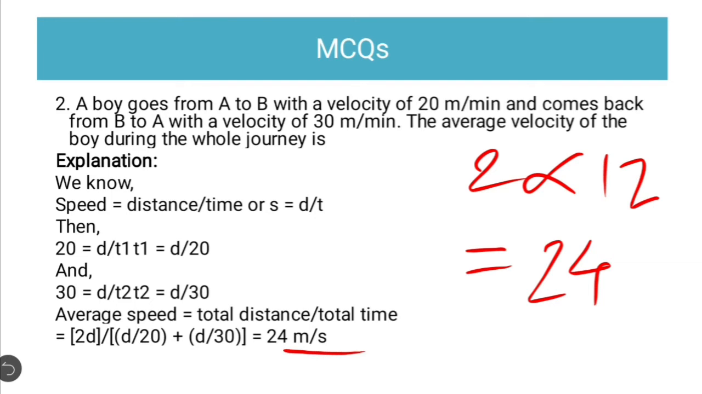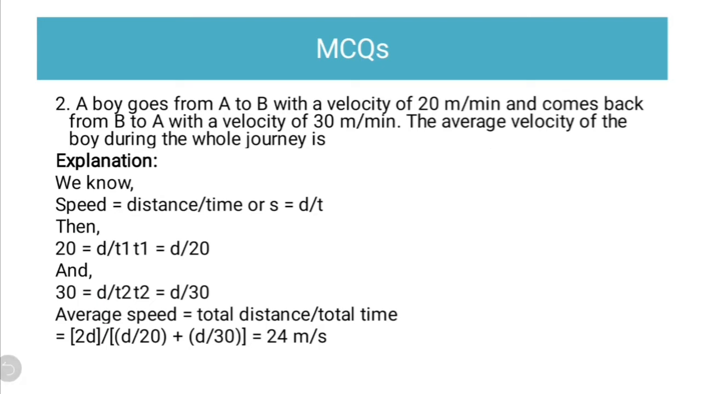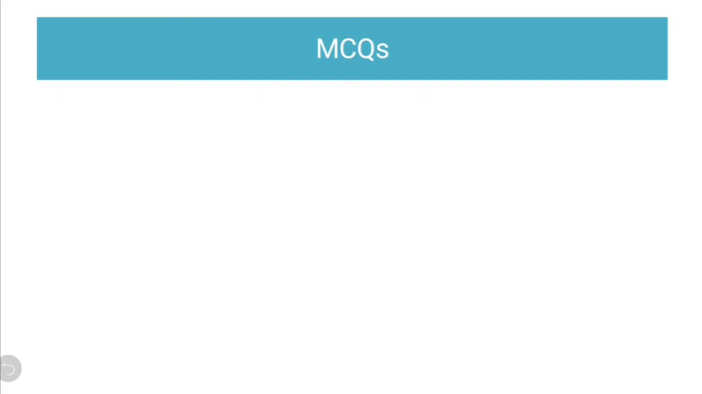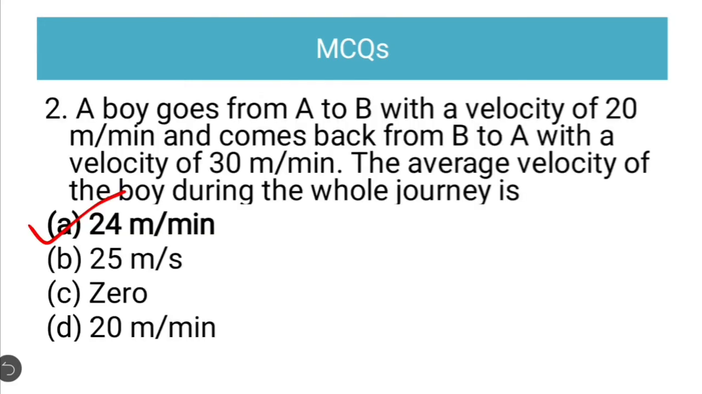It should be 24 meters per minute, not meters per second, because that is your unit for this particular problem. So here by mistake it is meters per second, it should be meters per minute. So the correct answer is, let me switch back. So the correct answer is 24 meters per minute. That is your correct answer.